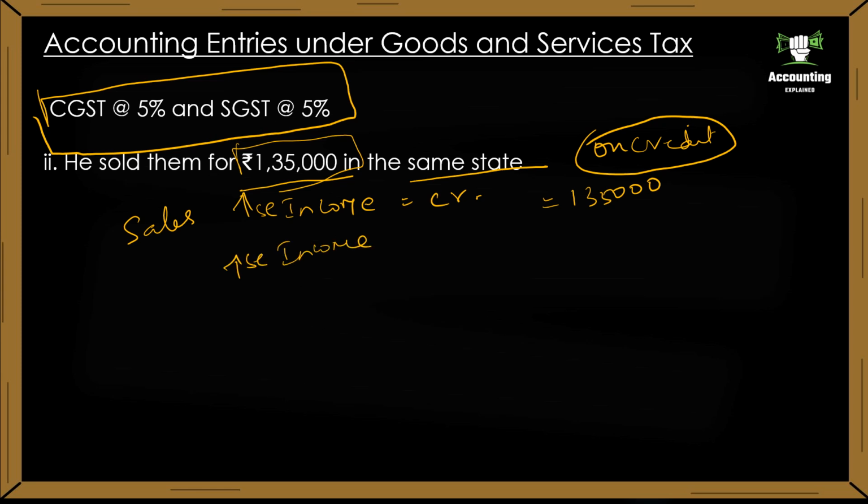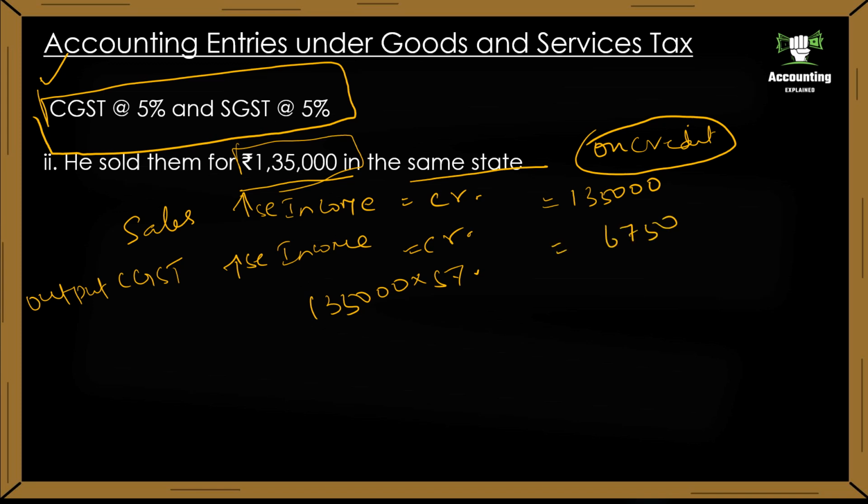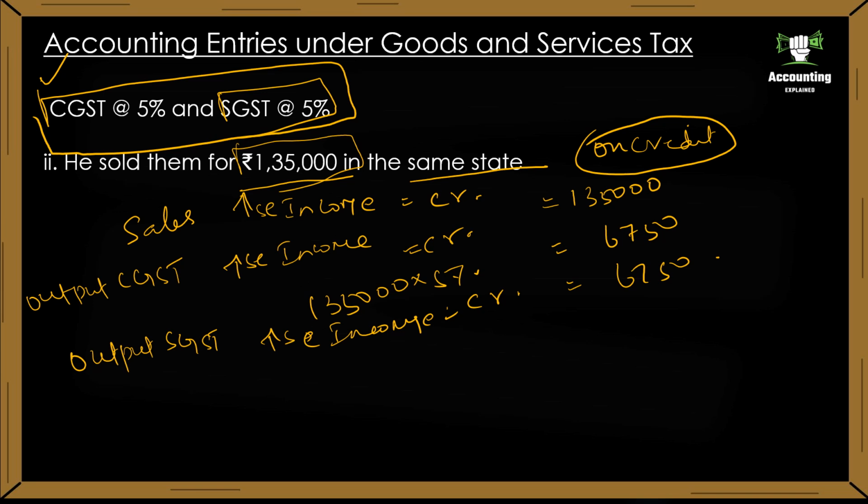When we bought goods and we paid CGST, what did we say? Input CGST. Now, for selling goods, we call the CGST as output CGST. Okay, that has to be credited. Amount is 1 lakh 35,000 into 5%, which is equal to 6,750. Next, take SGST at 5%. So it is called as output SGST. Increase in income, this is also credited, and the amount is 6,750.